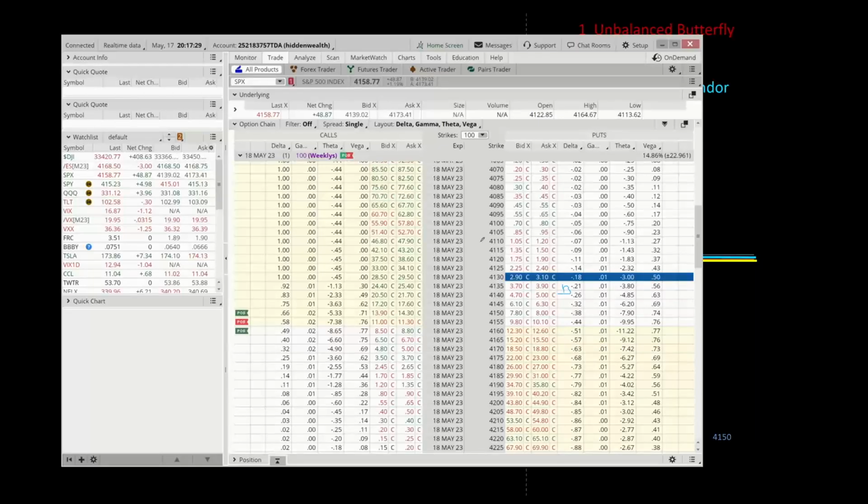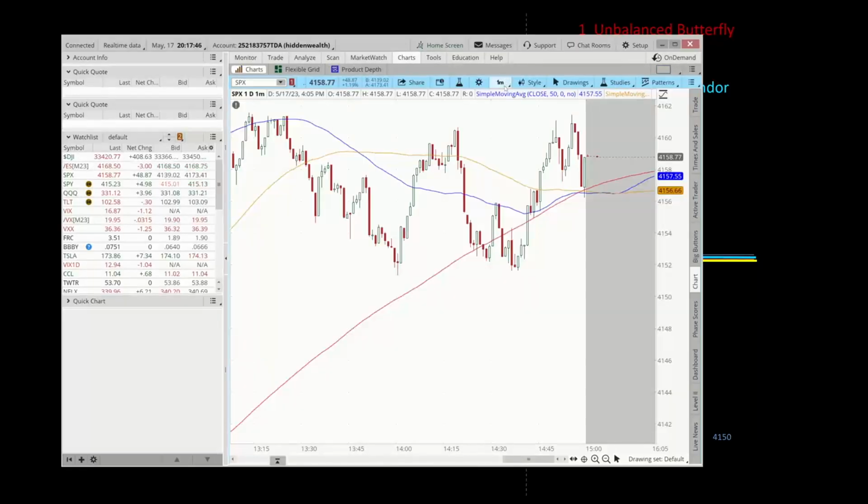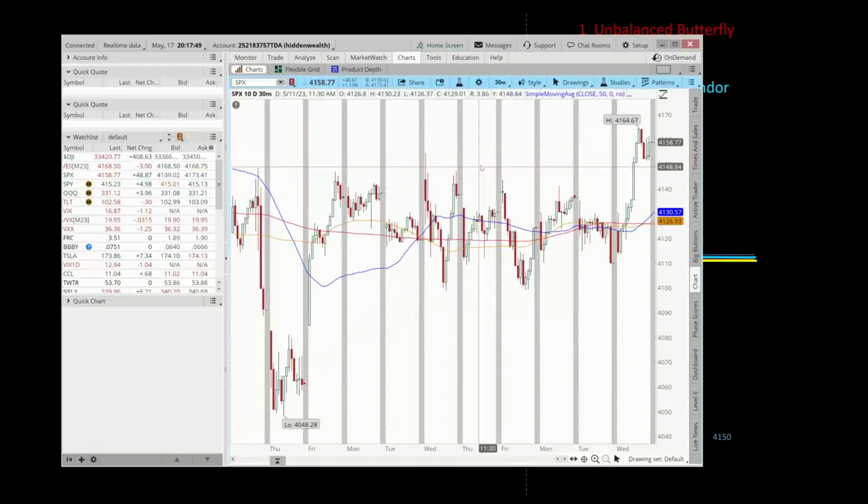What else am I looking at? Well, where's support and resistance? Well, if you look at a graph for the last 2 weeks, 10 trading days, there is solid support at 4,100. So I'd like to be long the 30 strike or higher, and I want my break even at 4,100 or lower.